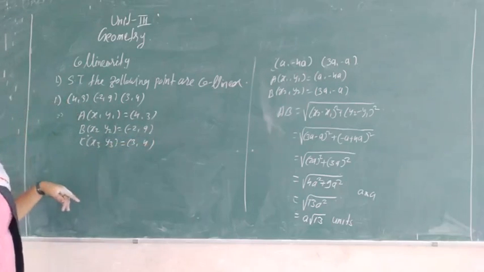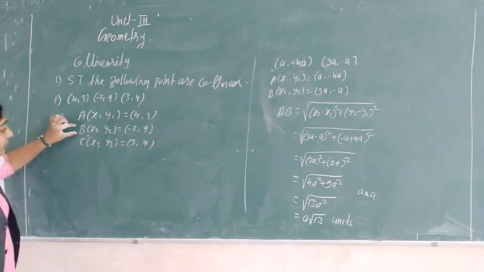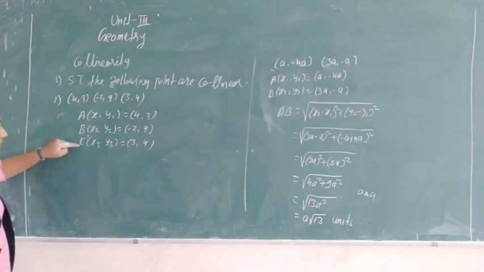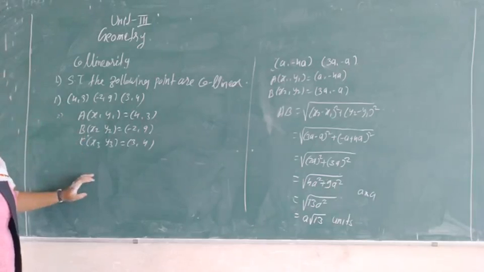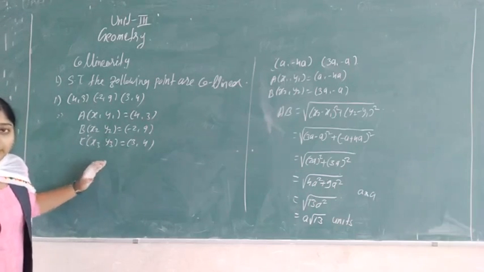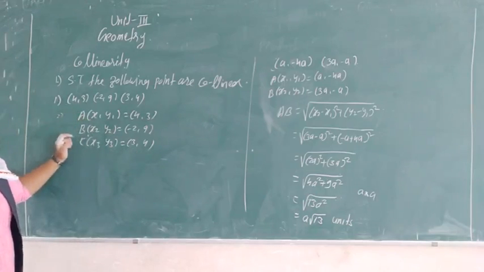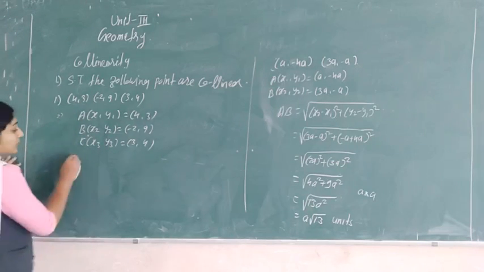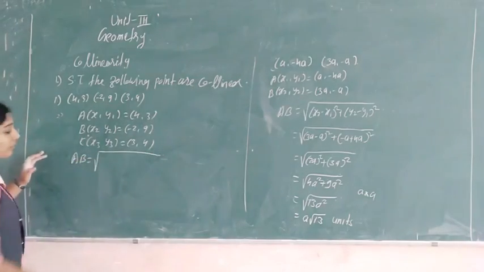Okay, these three points are given. First find the distance between each pair of points: the distance between AB, between BC and between AC using the distance formula. Then if any distance is the sum of the other two distances, then we can say these points are collinear to each other. So first we find the distance between AB.